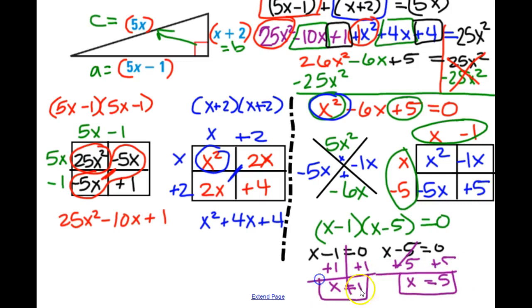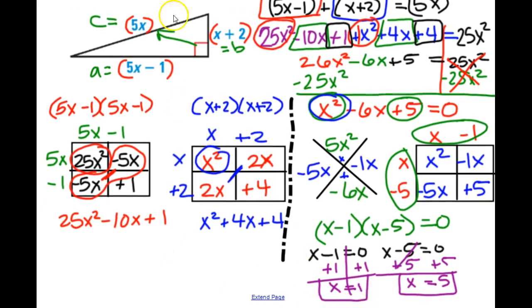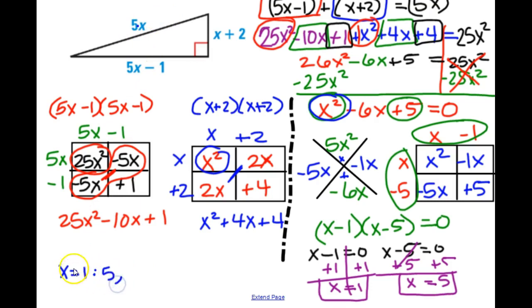So this is where we need to write out our side lengths. It asked us, find the unknown lengths. So if x is 1, on the first side, 5 times 1 is just 5. So I'm going to list, when x is 1, these are my side lengths. 5 times 1 is 5. Also, when x is 1, here we'd have 1 plus 2, which is 3. And if x is 1, we have 5 times 1 is 5. 5 minus 1 is 4. So those would be our side lengths if we plugged in a 1.